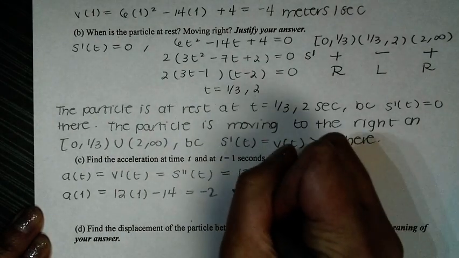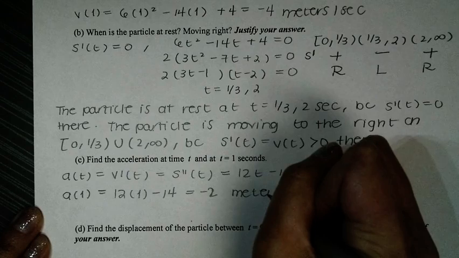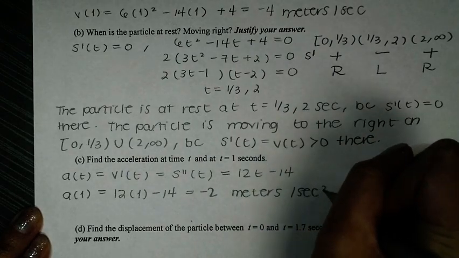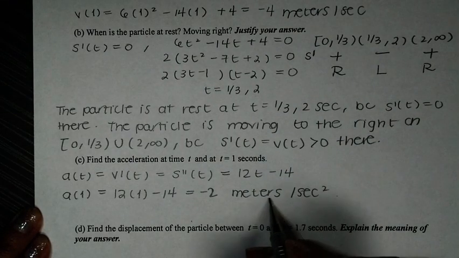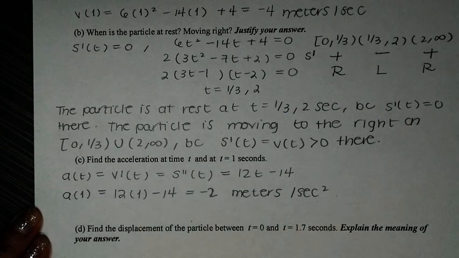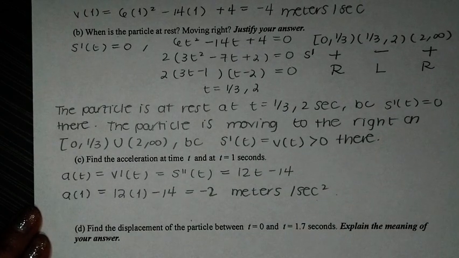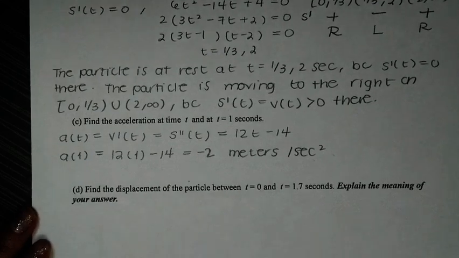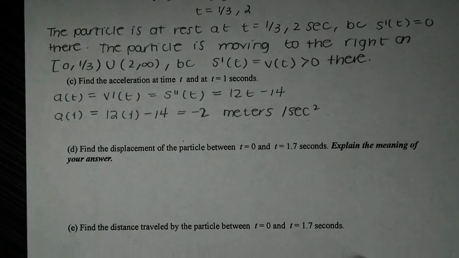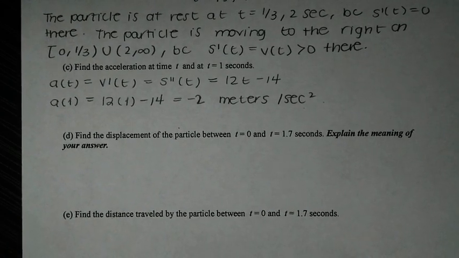And this negative 2 is going to be meters per second squared. You can see that these are the units that we have because this is acceleration. Hopefully it makes sense from physics or some other class that you have taken before calculus.